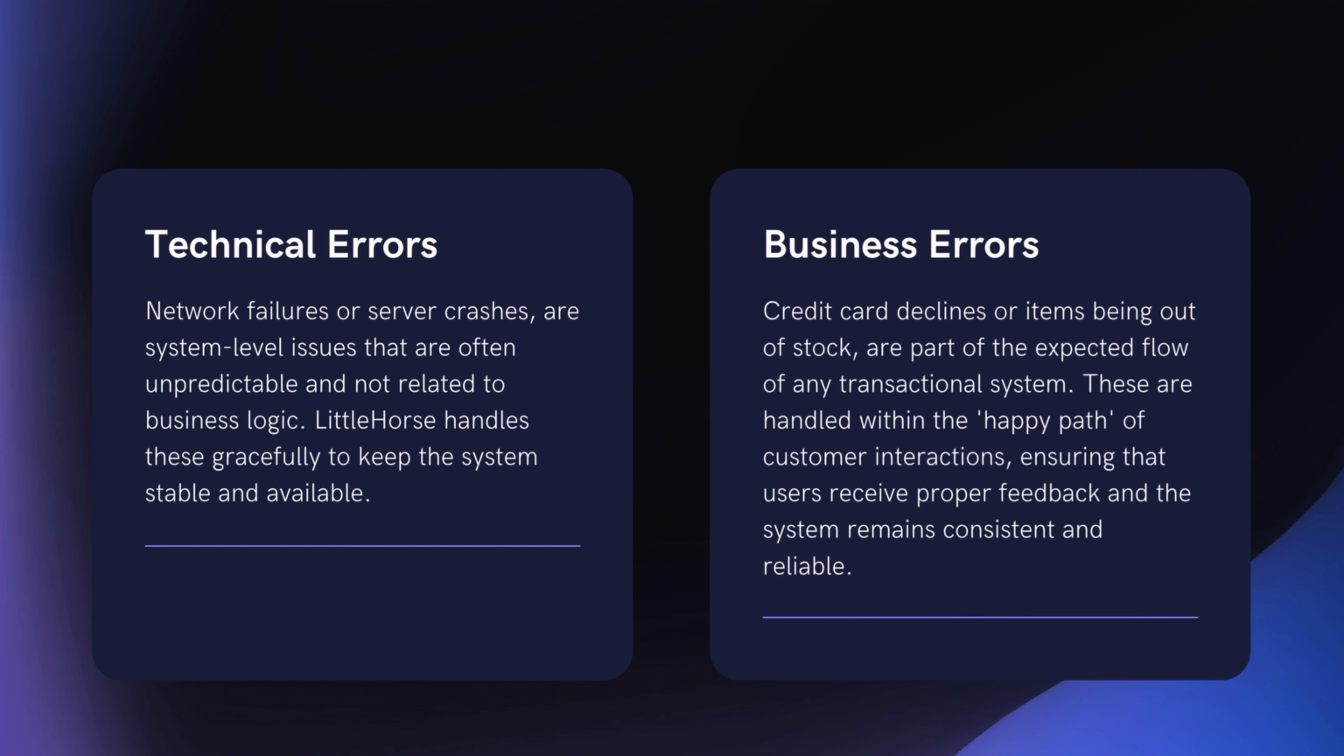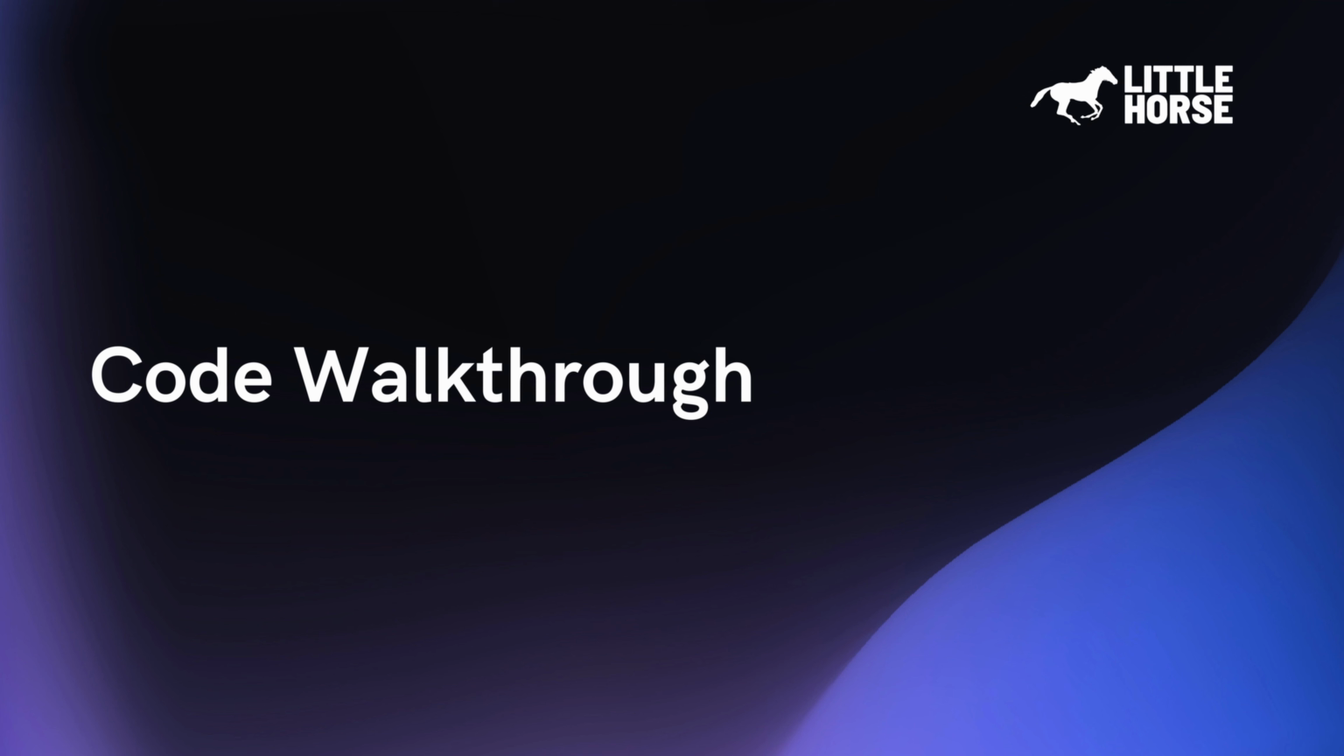Business exceptions such as credit card declines or items being out of stock are part of the expected flow of any transactional system. These are handled within the happy path of customer interactions, ensuring that users receive proper feedback and the system remains consistent and reliable. This approach allows LittleHorse to provide clear, maintainable operations, keeping system robustness and user clarity in focus. That concludes our demo. Now, let's dive into the code for a richer understanding.